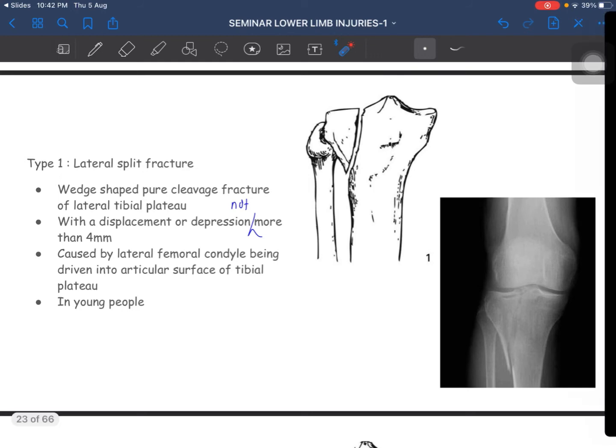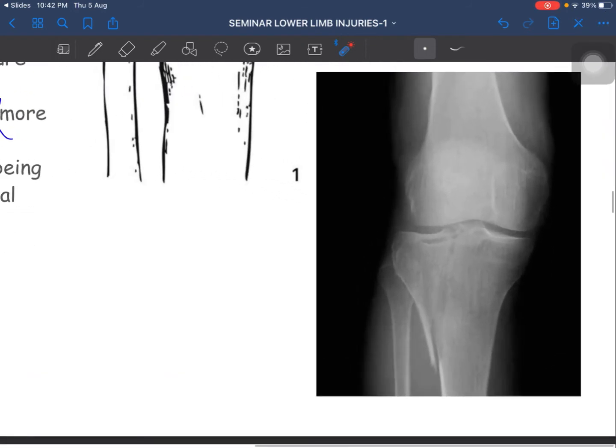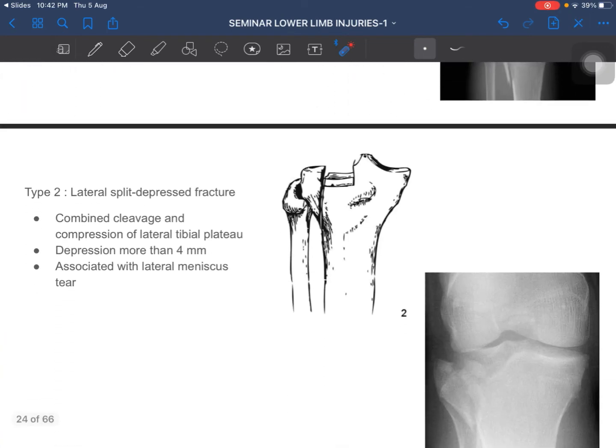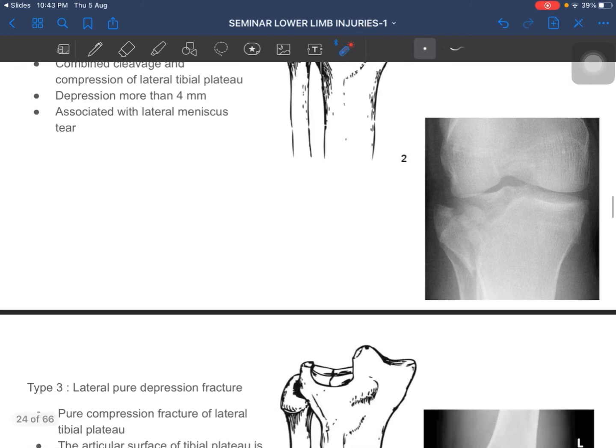So this is the X-ray image of the lateral tibial plateau fracture over here. I hope you can appreciate the picture. Second is type 2, lateral split and depressed fracture, which means there is a split and also depression of the lateral tibial plateau, and the depression is more than 4 mm, and it is associated with a lateral meniscus tear. So this is the split of the lateral tibia and also the depression of the lateral tibial plateau.